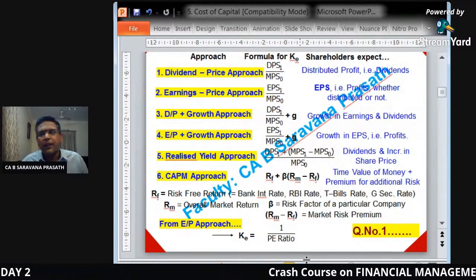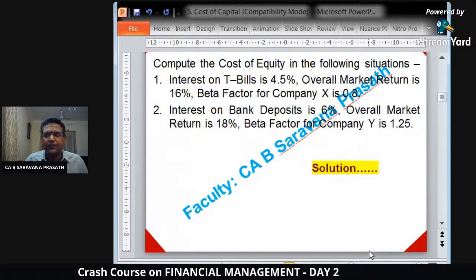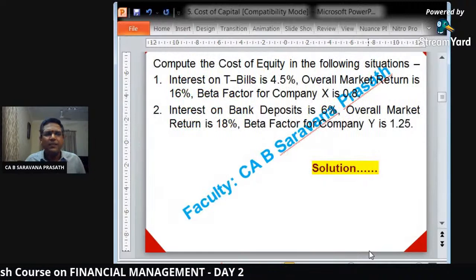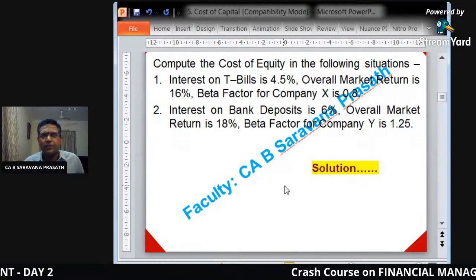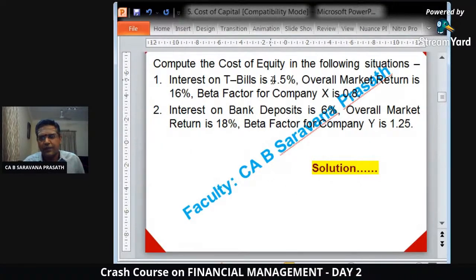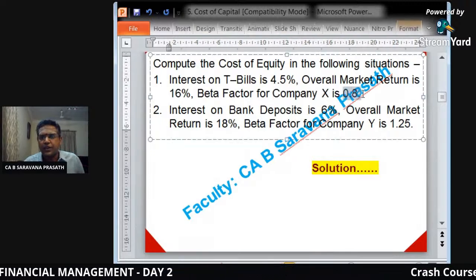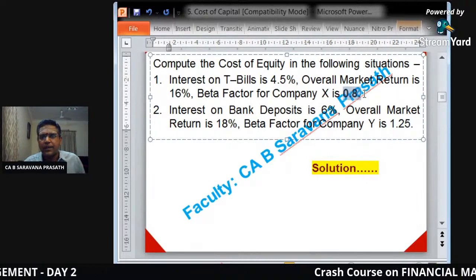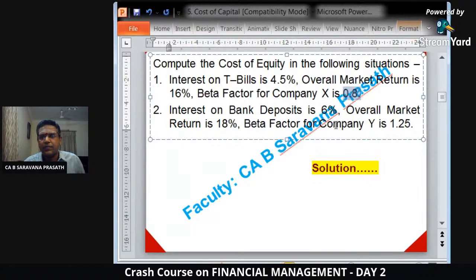Okay. Now we will go to a question. I would like you to go through the question and do the calculation. A very simple question to start with. Compute the cost of equity in the following situations. Interest on treasury bills is 4.5%. Overall market return is 16%. Beta factor for company X is equivalent to 0.8.